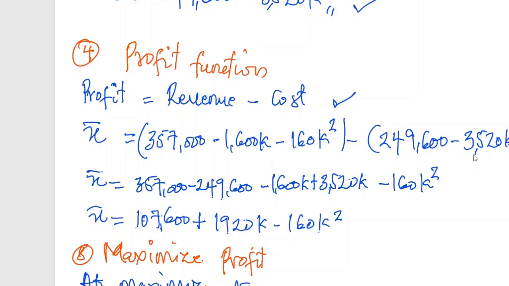So now subtract our cost from the revenue. When you subtract that and group items, you now get 357,000 minus 249,600 minus 1,600K plus 3,520K minus 160K square. So when you group items, you will now get your final profit function to be 107,600 plus 1,920K minus 160K square.